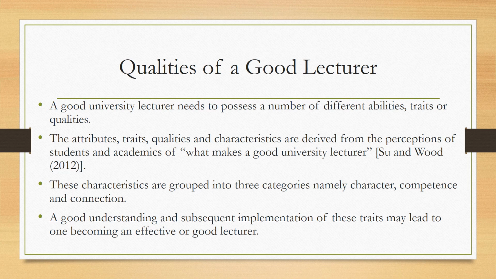Let's look at these qualities of a good lecturer. A good university lecturer needs to possess a number of different abilities, traits, or qualities. The attributes, traits, qualities, or characteristics are derived from the perceptions of students and academics of what constitutes a good university lecturer. These characteristics or qualities are grouped into three categories, namely character, competence, and connection. A good understanding and subsequent implementation of these traits, attributes, and qualities may lead to one becoming an effective or good lecturer.